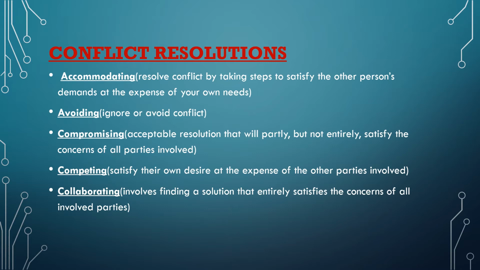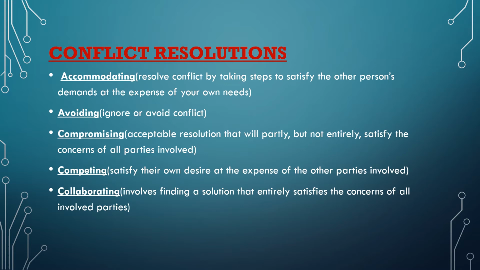One resolution can be accommodating, which is resolving conflict by taking steps to satisfy the other person's demands at the expense of your own needs. In other words, you may have to be the bigger person. Another resolution could be avoiding: ignore or avoid the conflict. This will be used at your own leisure. Some situations are better to avoid because there may not be a practical solution to this particular conflict.